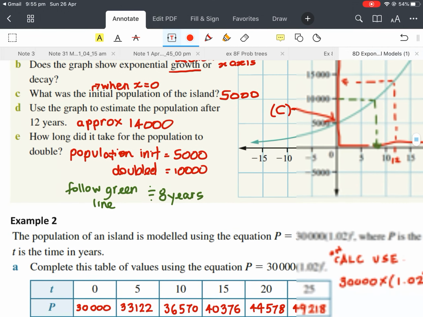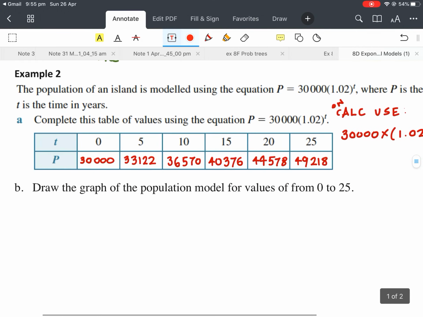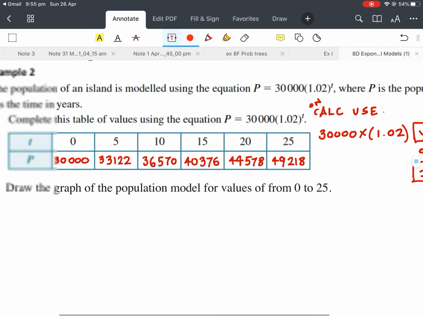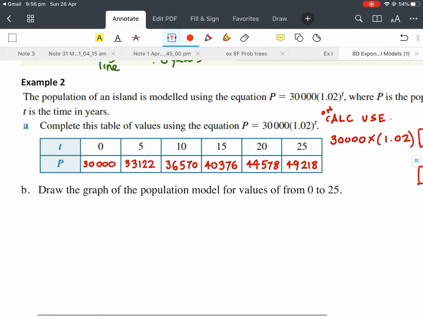Now here's example number 2. Example number 2 says, the population of an island is modelled, so a similar thing, by the equation P equals 30,000 (1.02) to the power of t, where P is the population and t is the time in years. So we now have to complete the table.